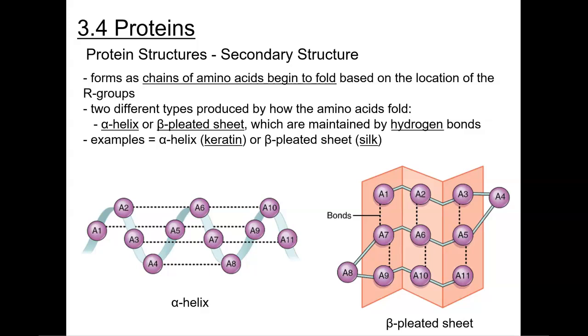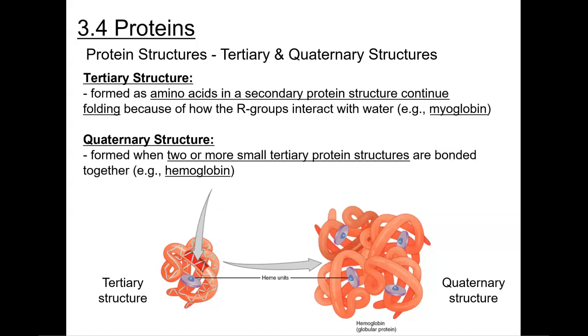So you can have what's known as an alpha helix or a beta pleated sheet. The alpha helix is what you see below on the left-hand side. The beta pleated sheet is what you see on the right-hand side. And these are going to be maintained by hydrogen bonds. So the alpha helix that you see here below is an example of keratin, and the beta pleated sheet that you see over to the right-hand side is going to be silk.